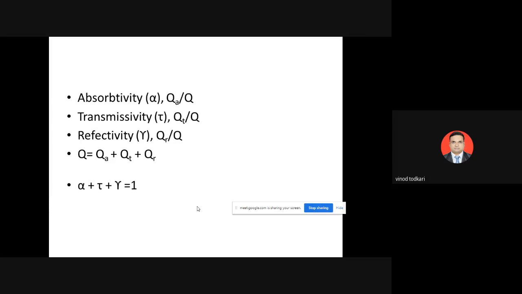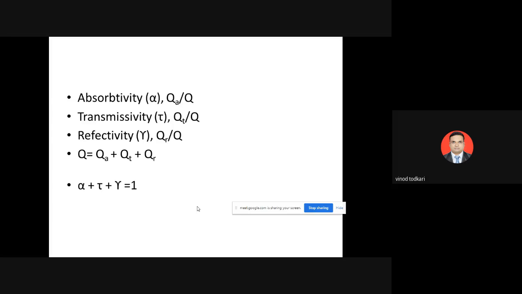Now, what is absorptivity? Let's take mathematical figures. Let's say 100 watts is the energy incident on an object, out of which 20 watts is absorbed, 30 watts is transmitted, and the remaining 50 watts is reflected. So what will be absorptivity? Absorptivity is defined as the fraction of total energy incident on a surface or object which is absorbed. So alpha is equal to QA upon Q. So absorptivity is the fraction of total energy incident on an object which is absorbed.